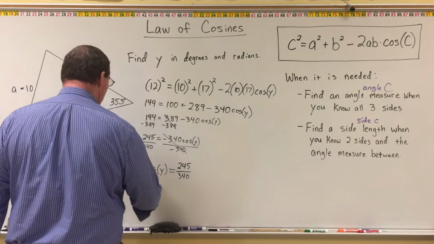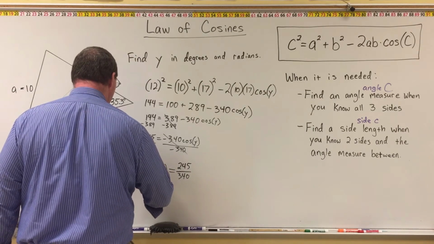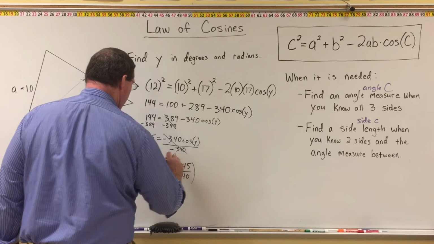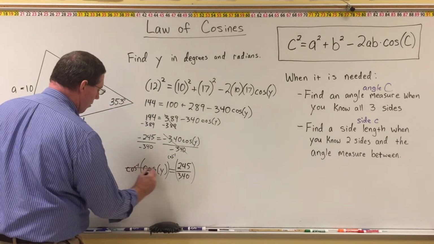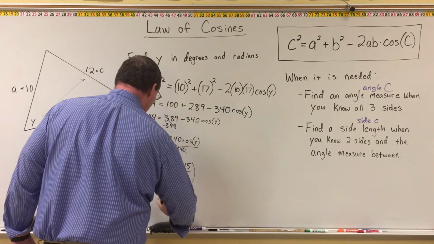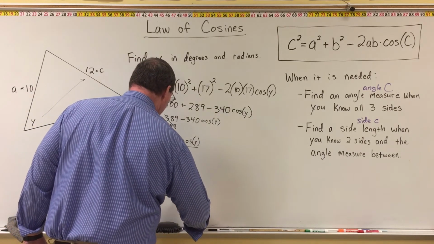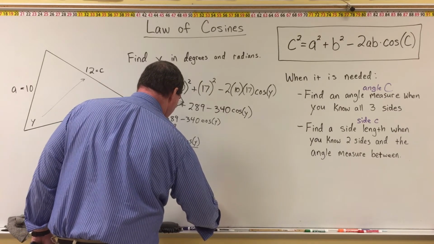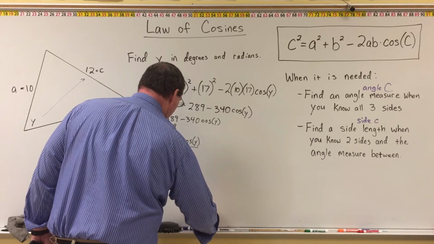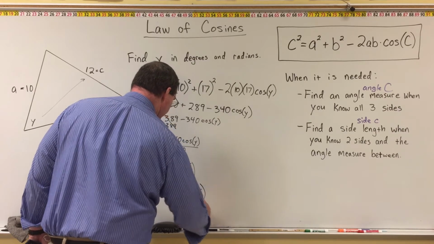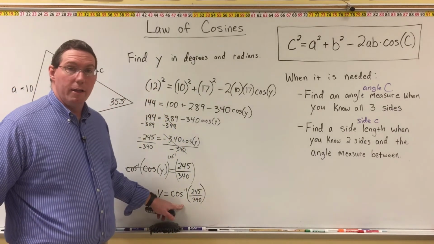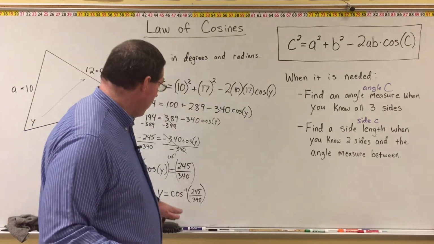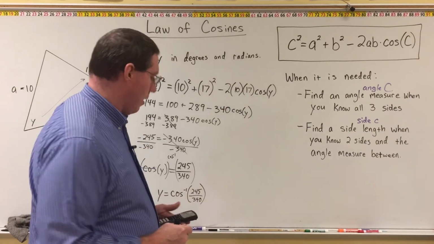So now to cancel the cosine, we've got to do cosine inverse to both sides. Cosine inverse. On the left side, it's going to cancel the cosine, carry down the y, and so now y is equal to cosine inverse of 245 over 340. Okay. All right, and now we can just key this in the calculator. We're going to key it in the calculator on degrees to get an answer in degrees. We're going to key it in the calculator on radians to get an answer in radians.